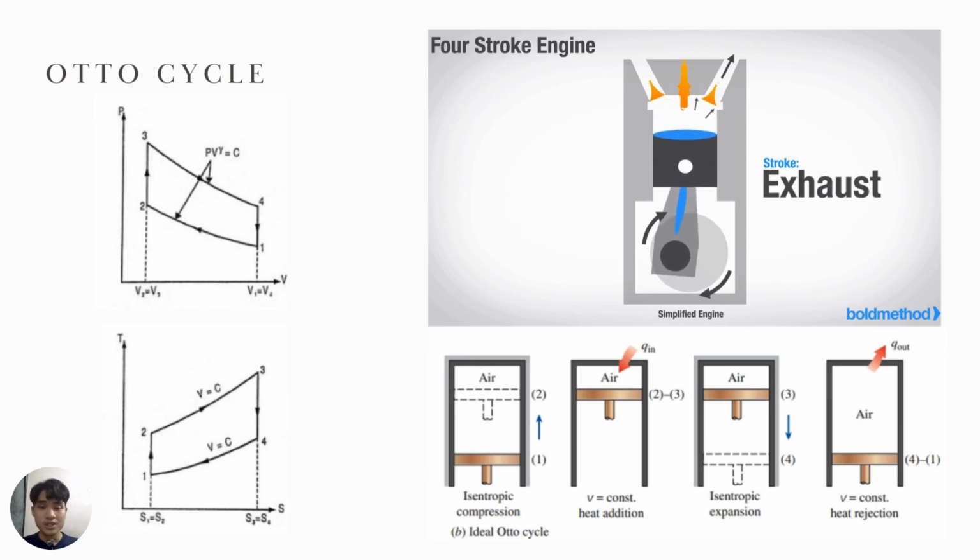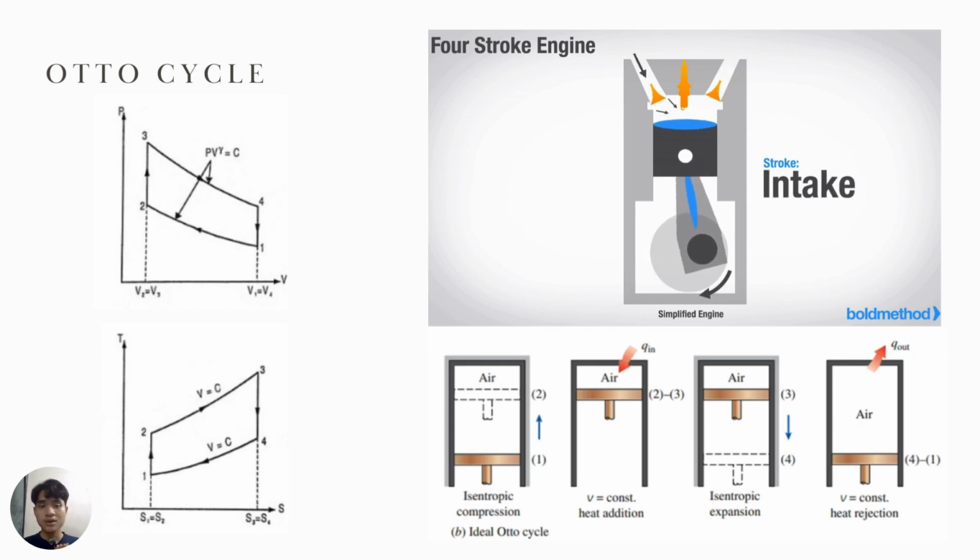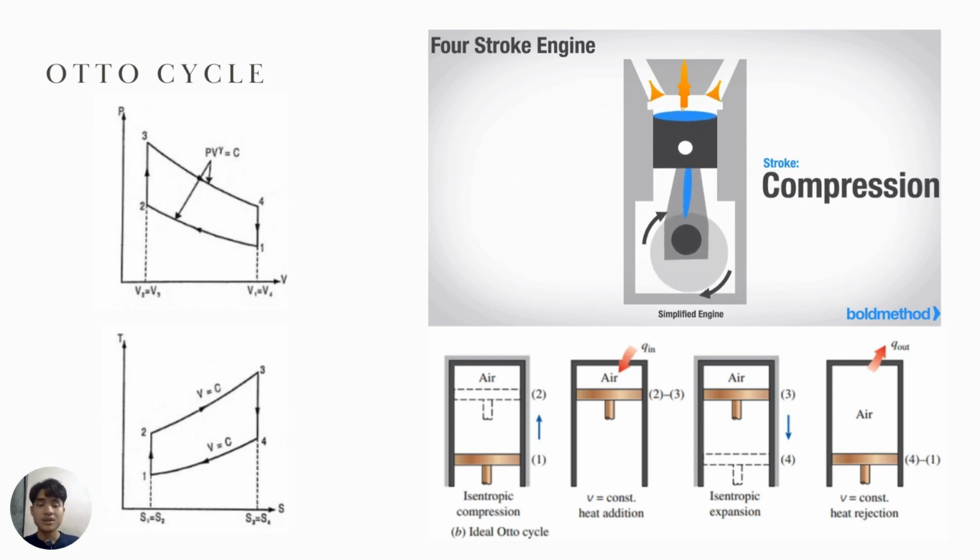For process 2 to 3, heat is added at a constant volume. That is what we mean by isochoric, constant volume. This occurs during the ignition phase. Remember, this is one of the major differences between Otto and diesel, which is the spark plug. In process 2 to 3, the spark plug ignites the compressed air-fuel mixture, and the temperature and pressure rise significantly, but the volume remains constant.